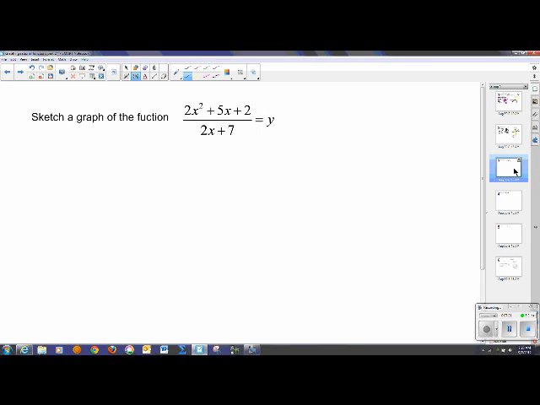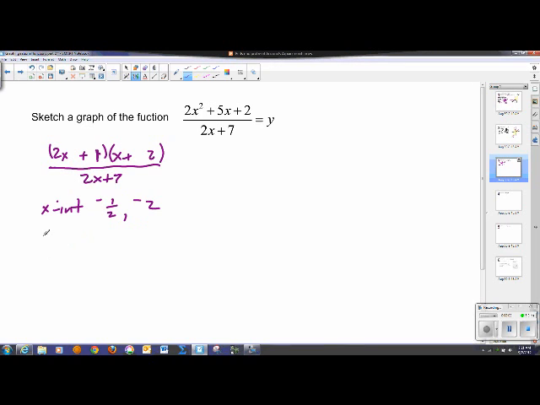Now, in order to get my x and y intercepts, I might have to do some factoring of the numerator. I'm going to do that right off the bat. I have 2x, x, 2 and 1, 1, both adding, over 2x plus 7. So in this case, I have x-intercepts when setting y equal to 0 of -1/2 and -2. I have a y-intercept, setting x equal to 0, of 2/7. I have a vertical asymptote of -7/2.